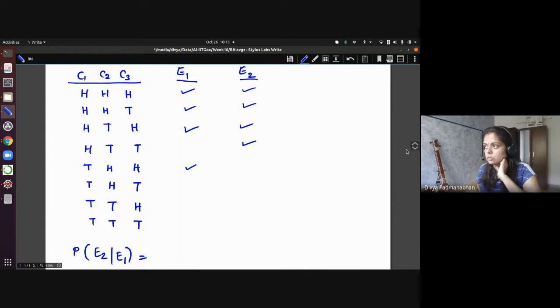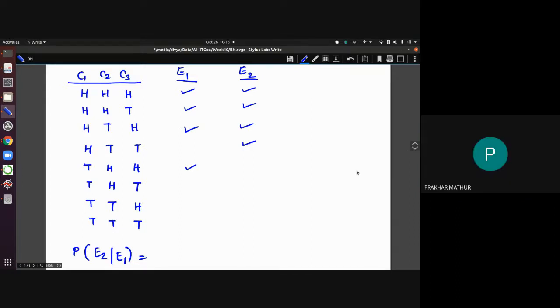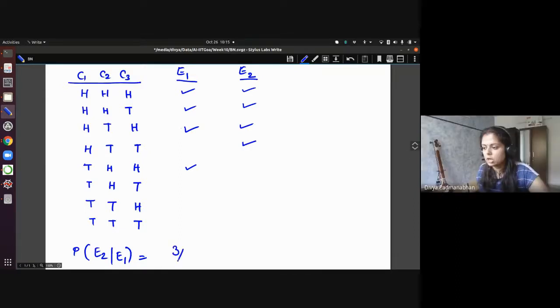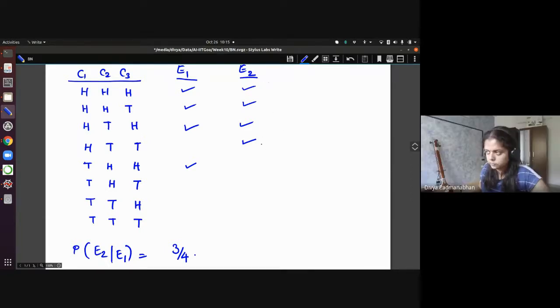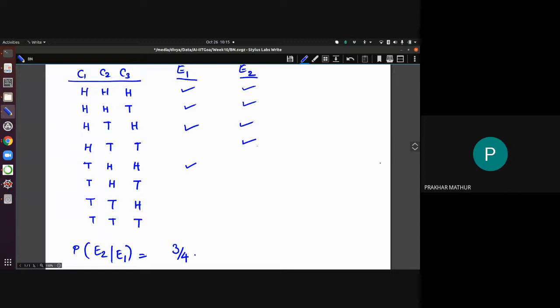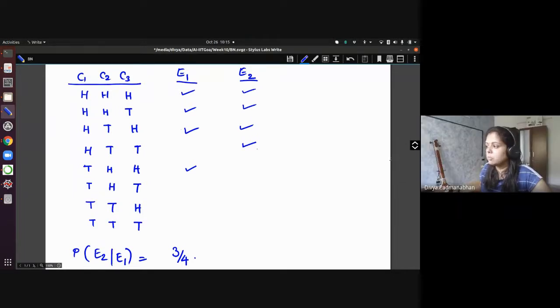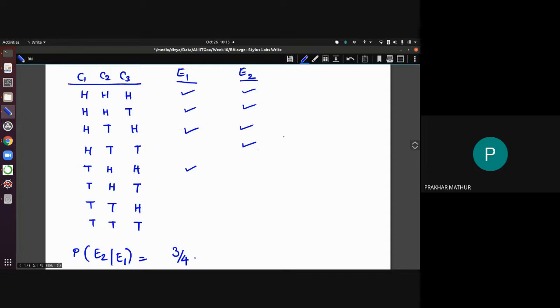Ma'am, 3/4. So how did you get this? Total number of cases of E2 were four. There were four possibilities of E2, and only in three E1 was also satisfied. That's why it's 3/4. Okay, so what did you say first? The total possibilities for E2 was 4, and then out of them only 3. Yes, ma'am, because E1 is satisfied for three cases only.